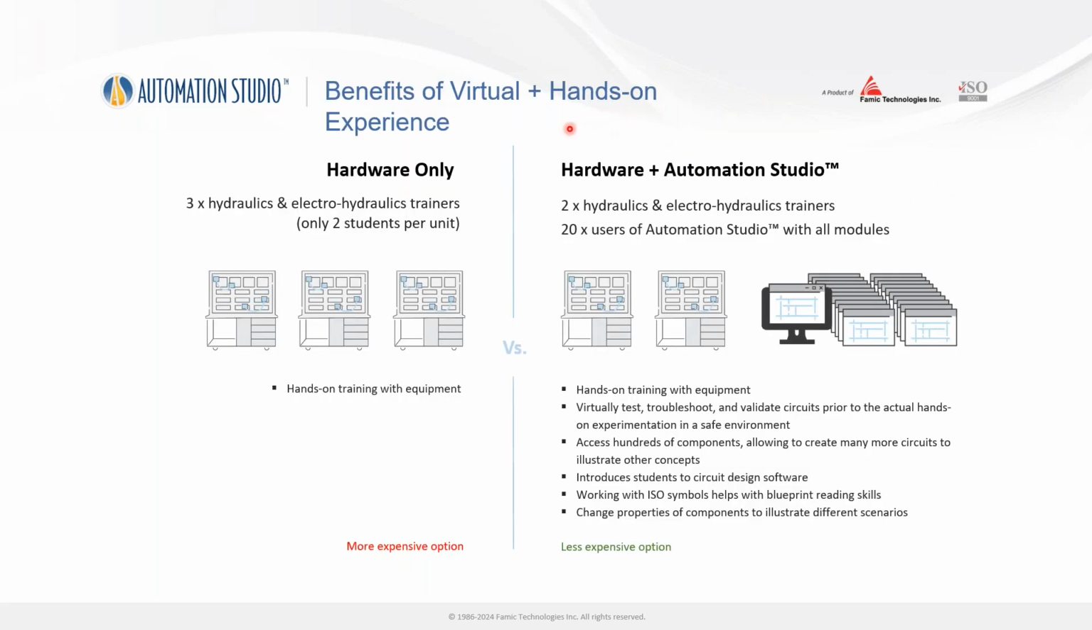So, benefits of virtual plus hands-on experience. If colleges have hardware only, for example three hydraulic trainer kits, then only two students per unit can work, and it is a more expensive option. But if you have hardware plus Automation Studio, for example two hardware kits and a 20 user license, then every student can work on the system, and they can take hands-on training with equipment where they can virtually test, troubleshoot, and validate circuits prior to the actual hands-on experimentation, in a safe environment.